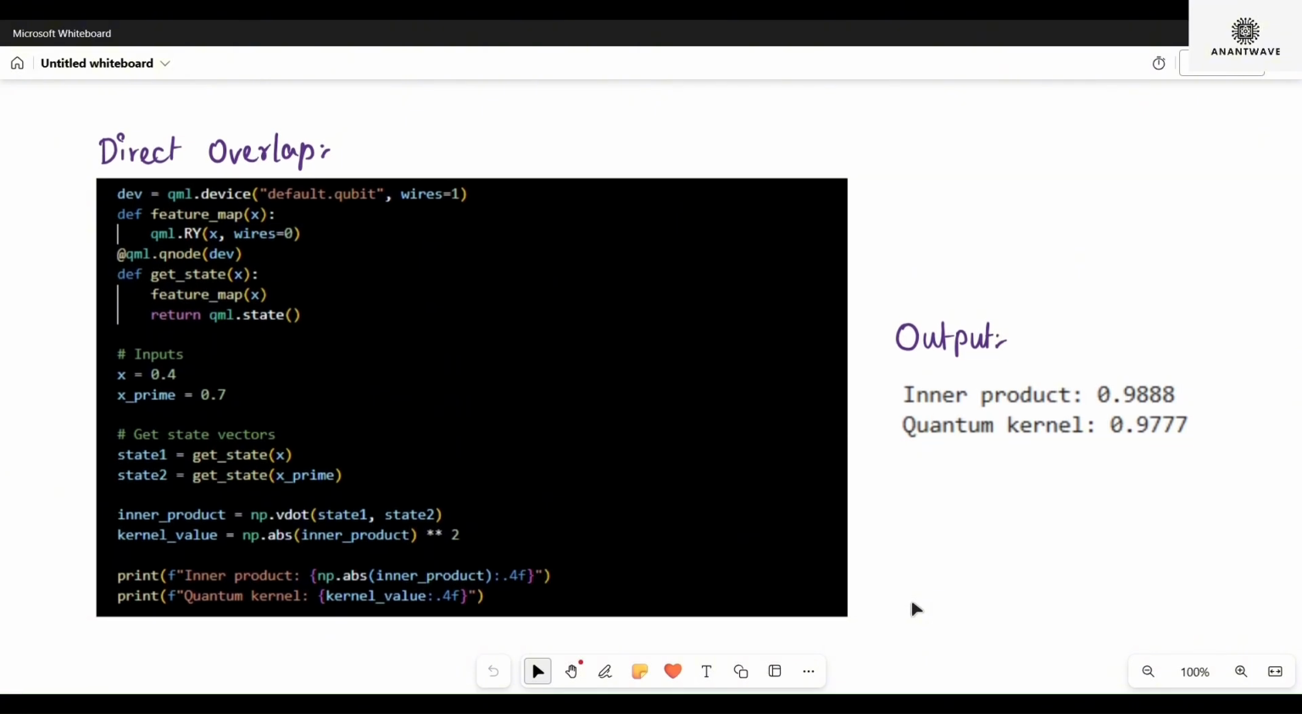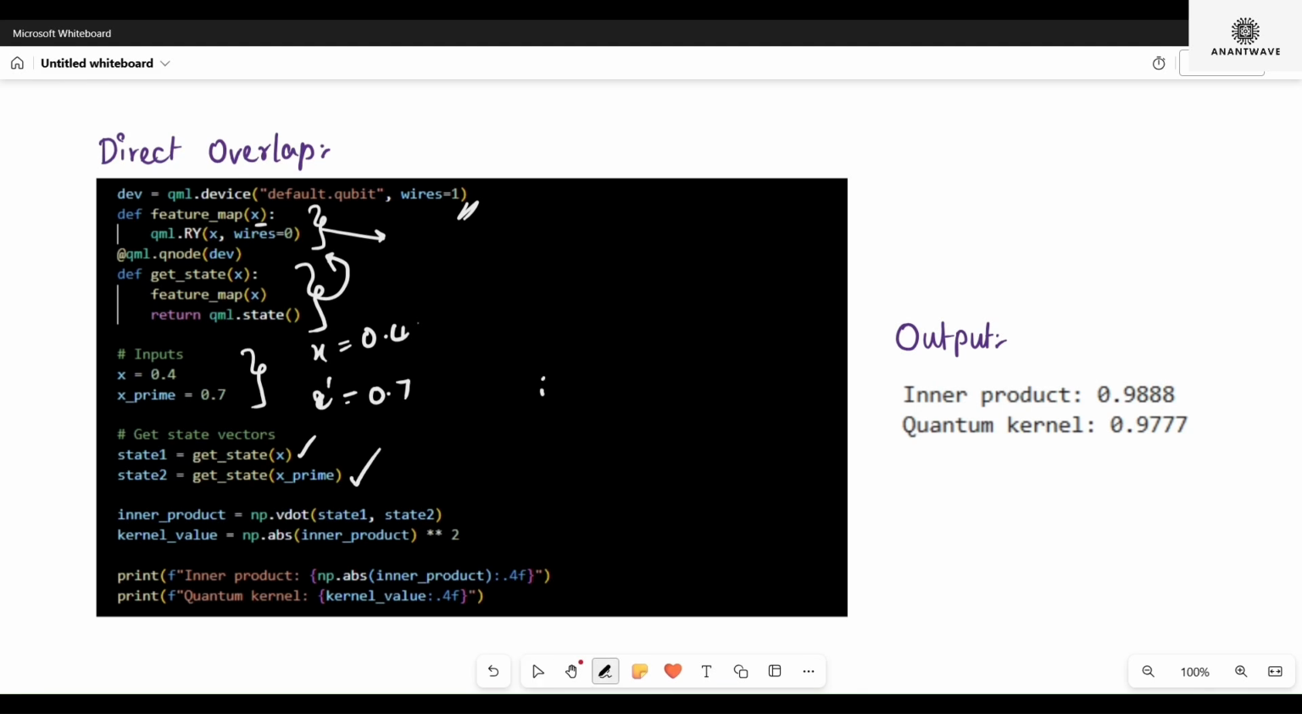Now coming to the code. I am defining a quantum environment with one wire. And then I am writing a function to compute Ry for that given value, and a function to pass and calculate Ry. And then I am getting two inputs, x and x prime. x is 0.4 and x prime is 0.7. And I'm applying get state on both of the inputs.